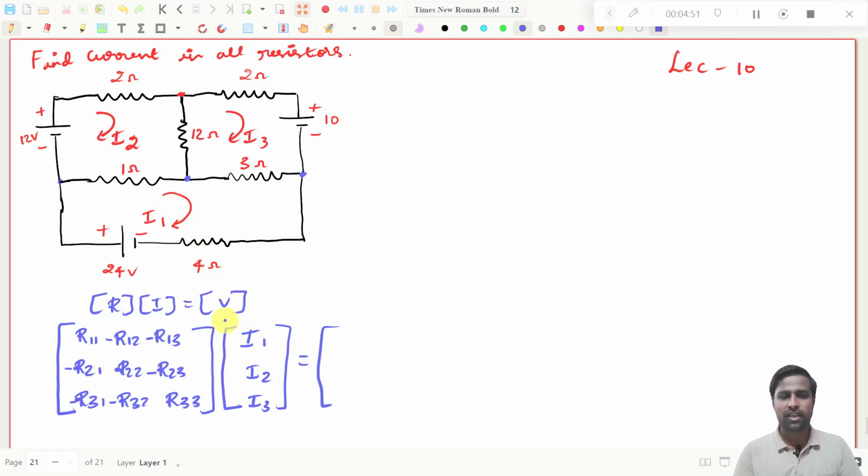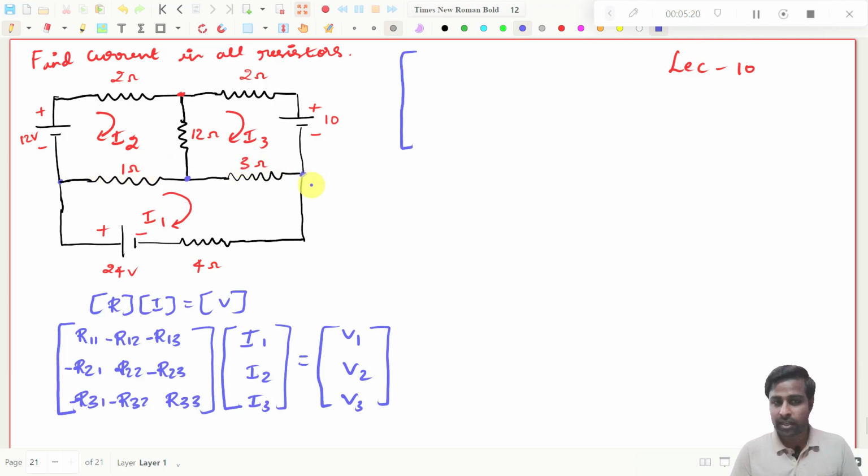So what is this V? V also, I have told you, is like the I matrix. It will be V1, V2, V3, that's all. So now you try to write the expression, try to write the matrix. So this is R11. R11 means what? Total resistance in loop 1. This is my loop 1, this is loop 2, this is loop 3, that's all, right?